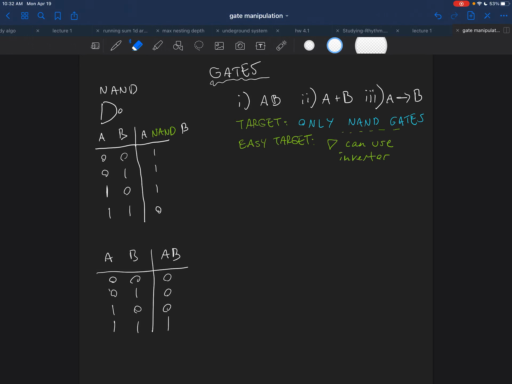Okay, so right now we're going to look at gate manipulation. And basically the idea is that we're going to be given a target that is somehow hard to get. And we're going to say, okay, you have to represent some simpler function with that hard to get target.